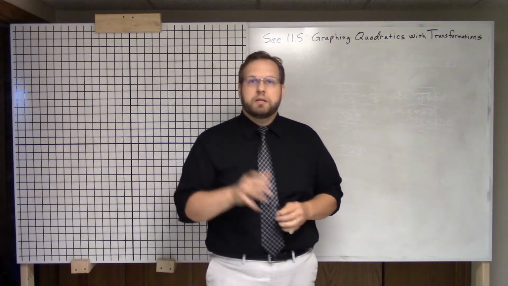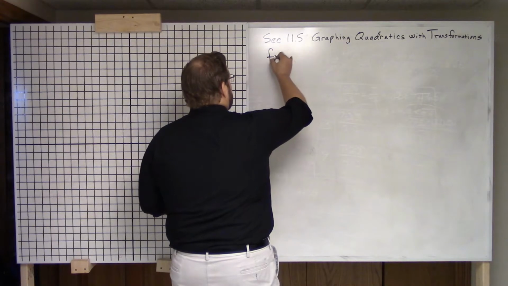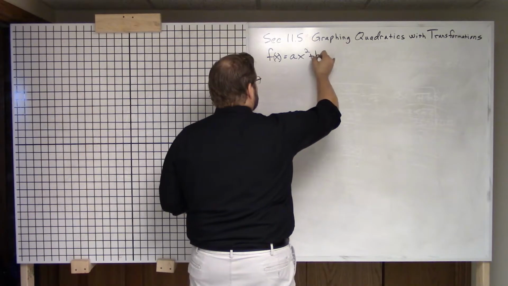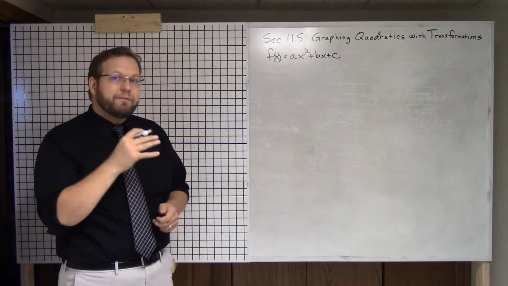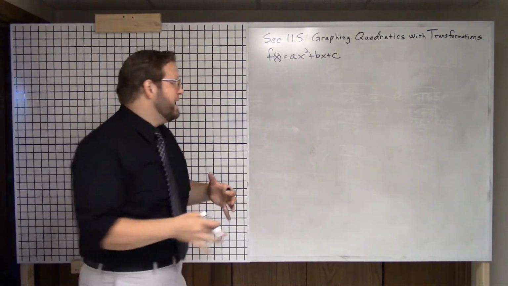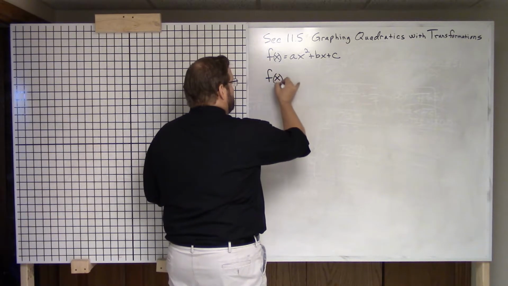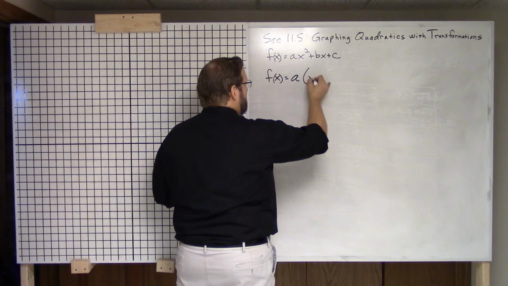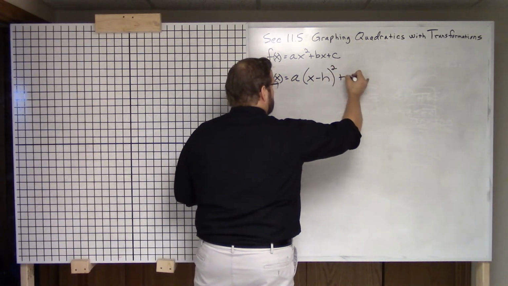Typically when we talk about a quadratic and we think of it as a function, we think of it as ax squared plus bx plus c. We're going to graph that format in 11.6. What we're doing in 11.5 here is looking at that quadratic in a different form. And that form is a times the quantity x minus h squared plus k.